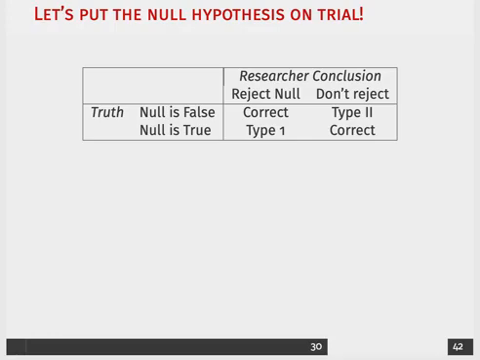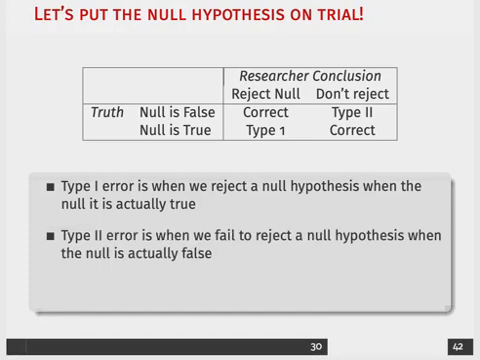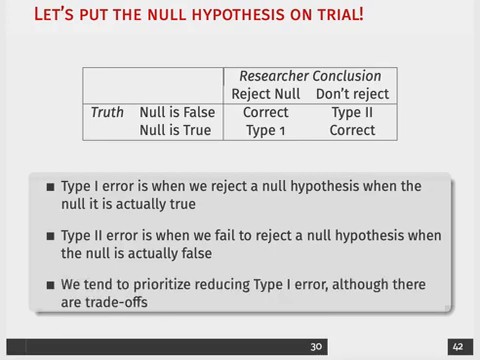Now, that's not to say that there aren't necessarily trade-offs, right? Like when we have type 1 error, we're rejecting a null hypothesis when the null is actually true. That's not necessarily a good thing. And with type 2 error, we're failing to reject the null when the null is actually false. But again, we tend to prioritize reducing this type 1 error, even though there are different types of trade-offs.